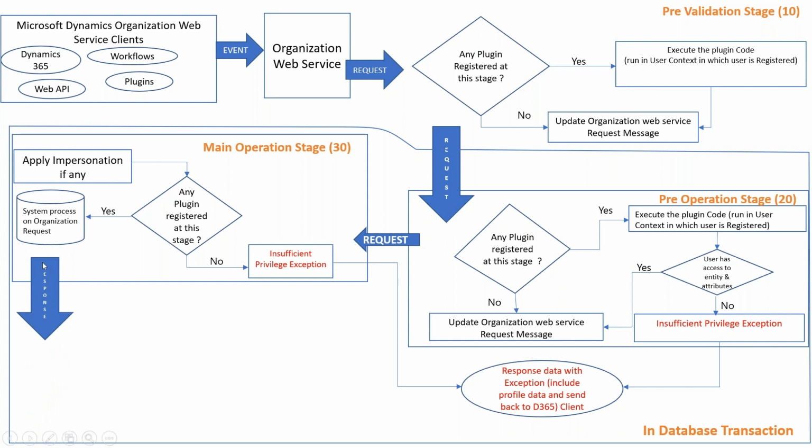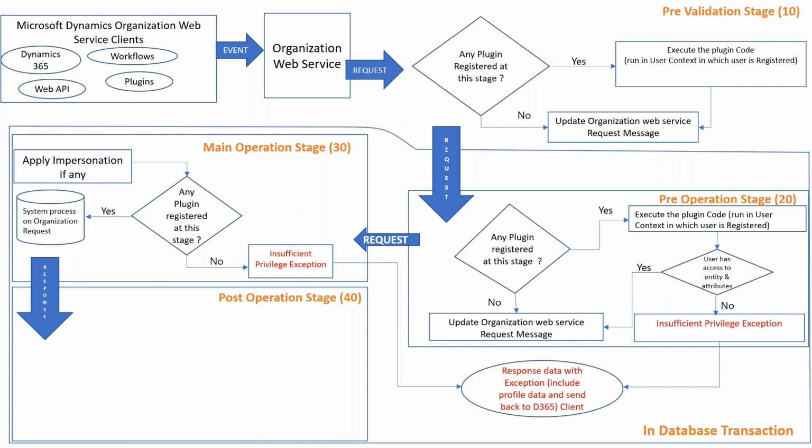Okay, and the request will pass to the post operation, and it will check whether any plugin is registered, suppose pre-validation, no plugin registered. Suppose assume pre-operation, no plugin registered. Then it needs to go and check in the post operation. So it needs to pass from the main operation. That is the reason post operation will execute after the main operation. Now from the main operation, it is coming to the post operation stage, which is stage number 40.